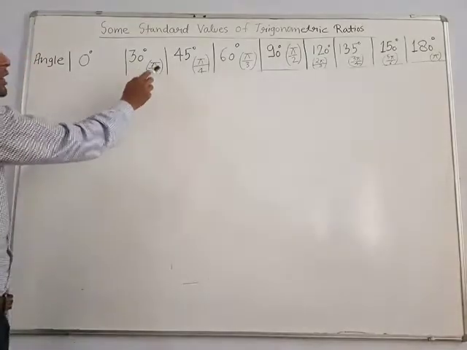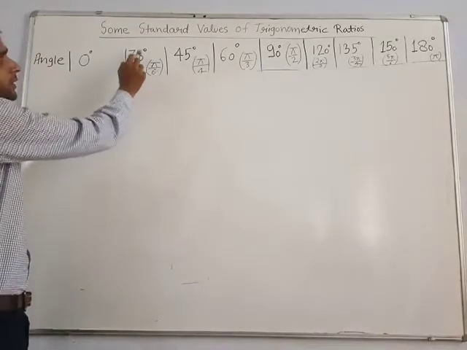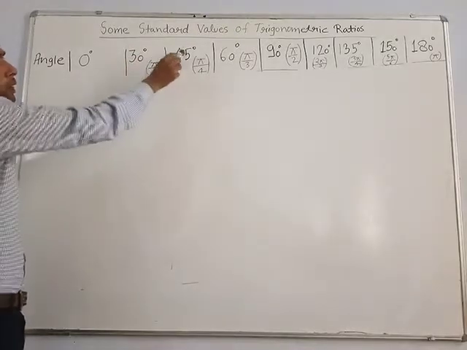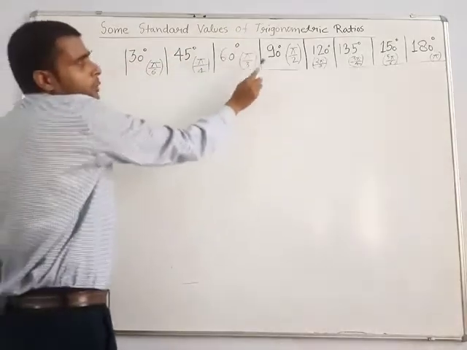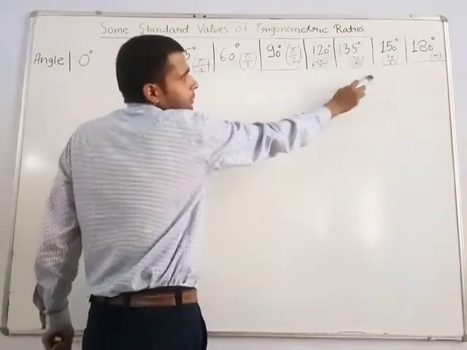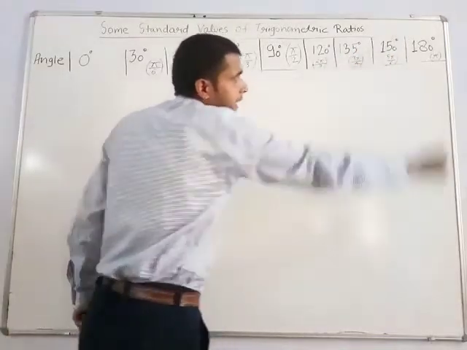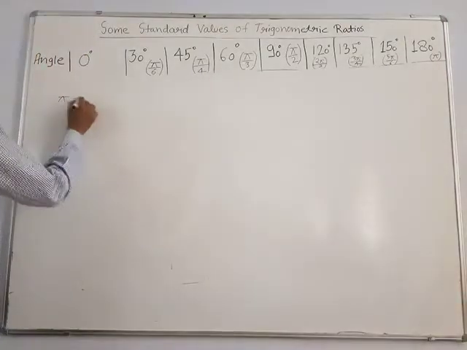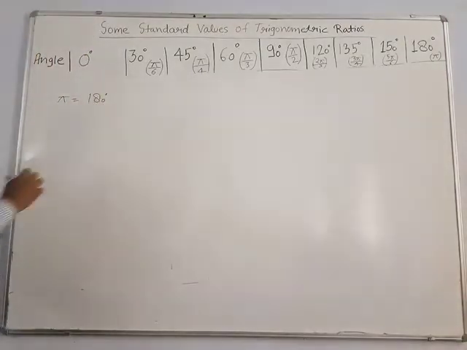Then how do these values come in pi? You have to write 30 as pi upon 6, 45 as pi upon 4, 60 as pi upon 3, 90 as pi upon 2, 120 as 2 pi upon 3, 135 as 3 pi upon 4, 150 as 5 pi upon 6 and 180 as pi. So pi is 180 degree, right?